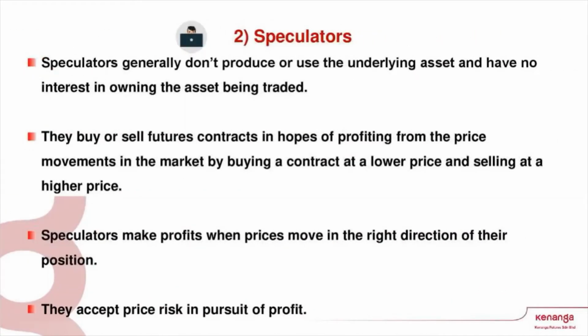For speculators, they generally don't produce or use the underlying asset and have no interest in owning the asset being traded. So they only buy or sell futures in the hope of profiting from price movements in the market by buying a contract at a lower price and then selling at a higher price. So if prices move in the right direction of their position, then speculators would be able to profit. In general, they accept more price risk in pursuit of profit.